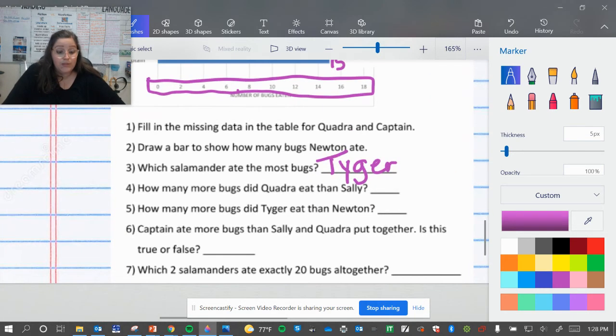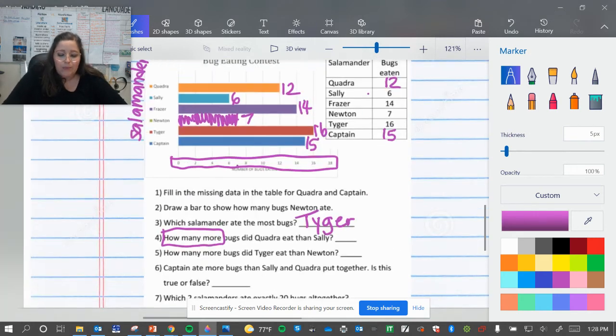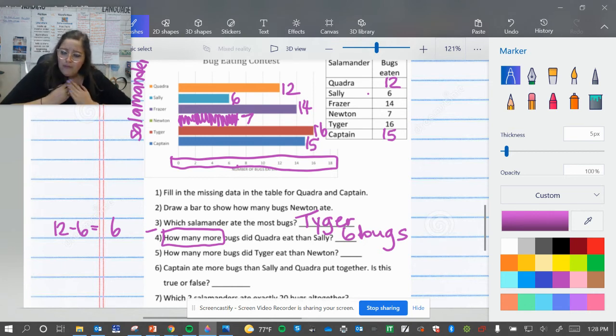Oh, you people almost made me have a heart attack today because you forgot what how many more means. How many more bugs did Quadra eat than Sally? What does how many more mean? What does it mean I'm doing? Subtract. Put a subtraction sign. So Quadra then Sally. Quadra had 12. Sally had 6. So what am I going to subtract? 12 minus 6. And what does that equal? Doubles fact. What does it equal? 6. So Quadra ate 6 more bugs. We're going to write 6 bugs. Our numbers cannot be naked. We have to clothe them with a label, right?